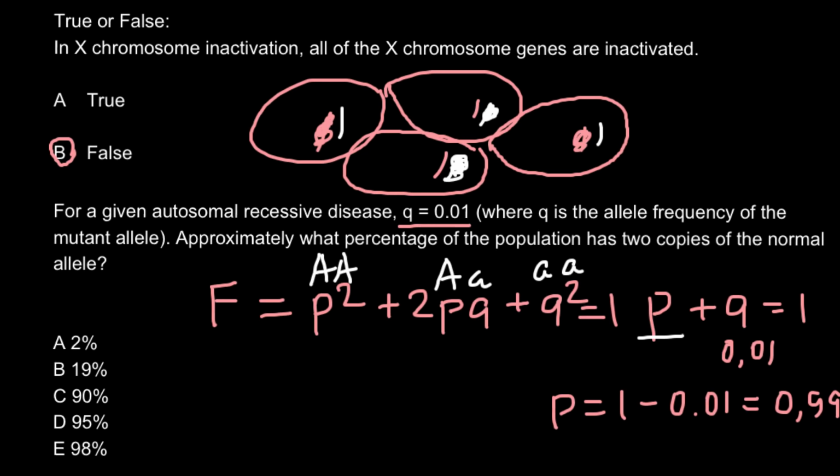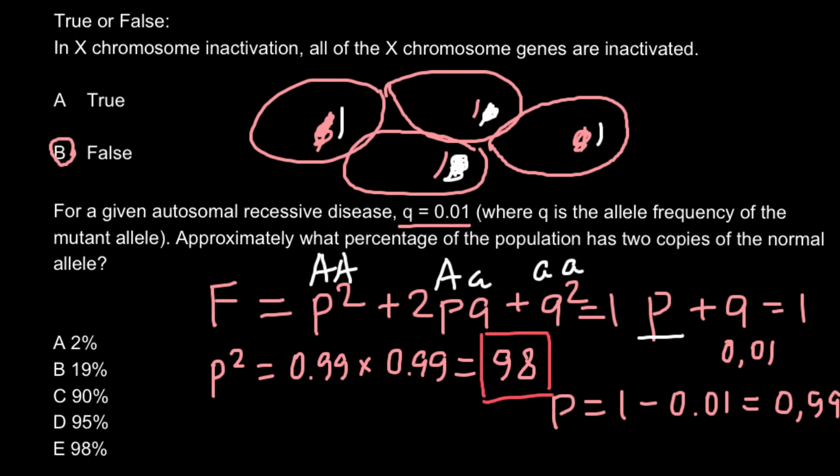So now we know P, this is the occurrence of the dominant allele, and now we have to find the probability that two alleles would be P. So what we have to do is multiply P by itself. So P squared would equal 0.99 multiplied by itself, or we can say 0.99 squared. And the answer would be 98, and this is going to be our answer for the second problem. So the probability would equal 98%.